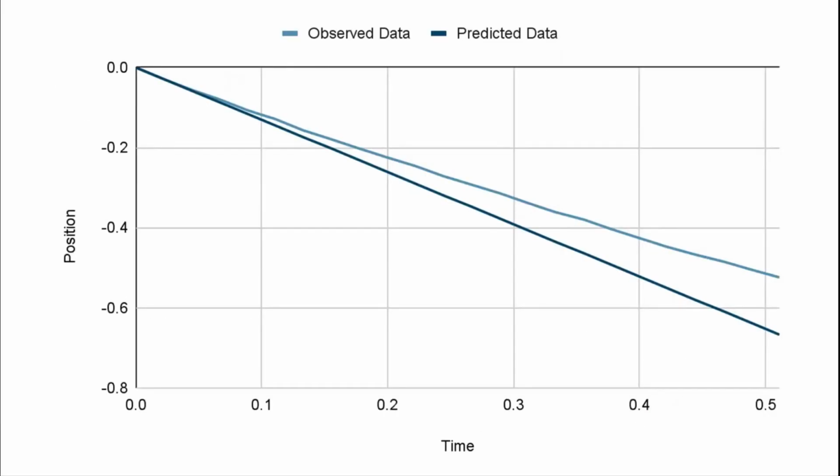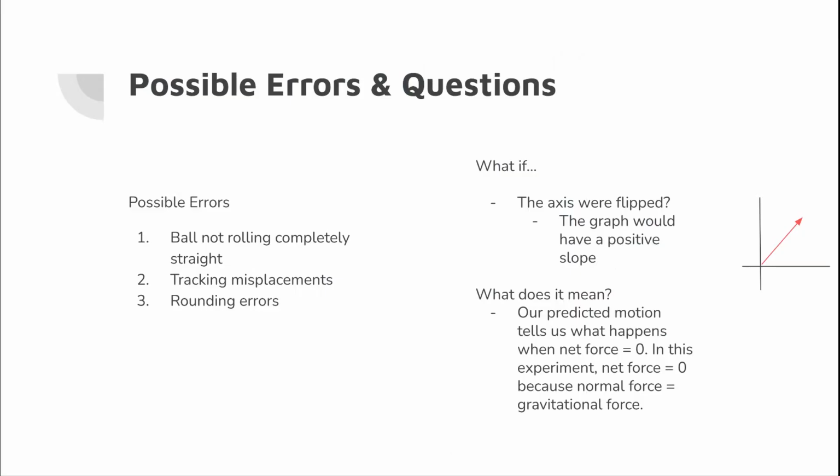Here we have the graph comparing the observed data with predicted data, time on the x-axis, position on the y. As you can see, the predicted data is a perfect linear line. However, the observed data isn't quite perfect. It's fairly linear, yet there are some forces acting on the ball, like wind resistance and friction, which cause it to have a slightly changing velocity.